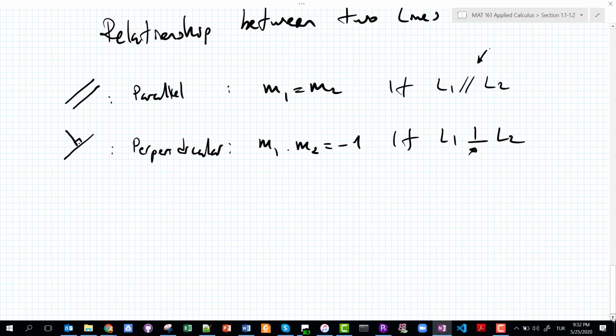There is no other special case actually between two lines, since they could be in any situation. We don't have any other special case. We don't know exactly, except these two cases, what kind of relationship they might have among the slopes. So these are just the two formulas we know from their slopes.